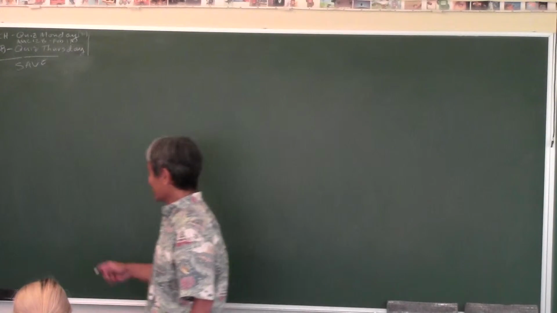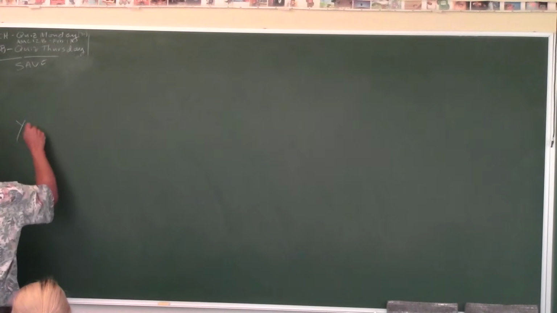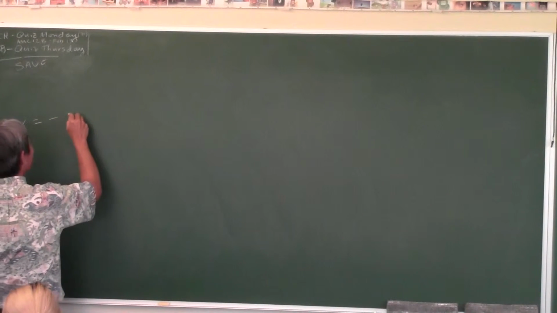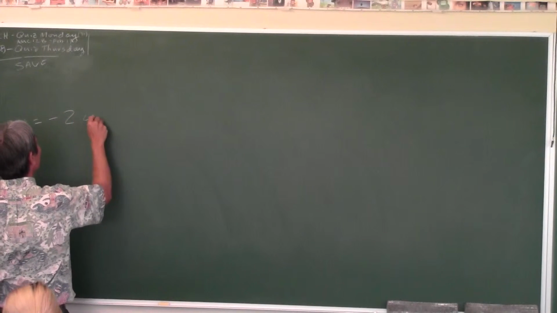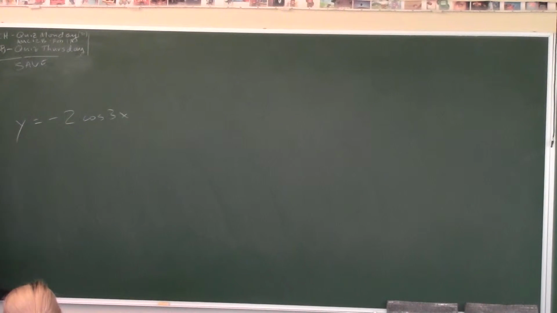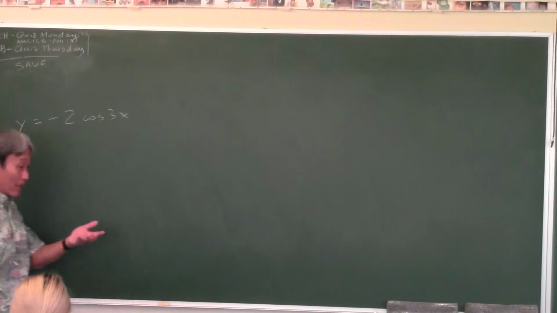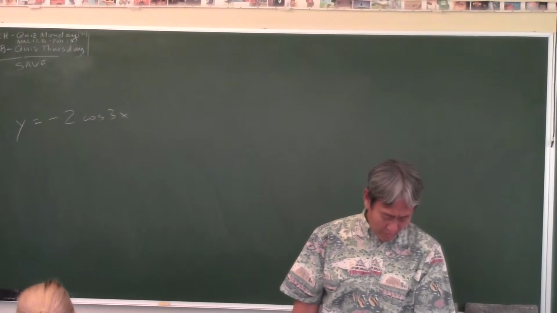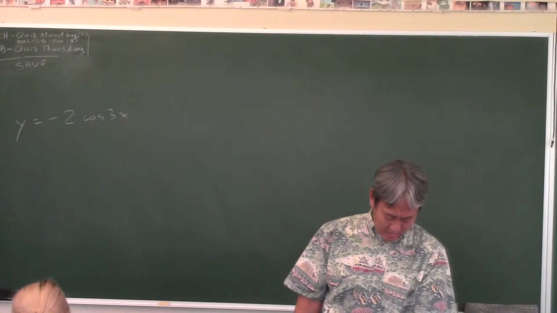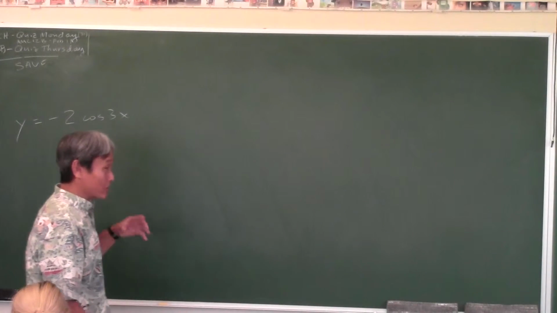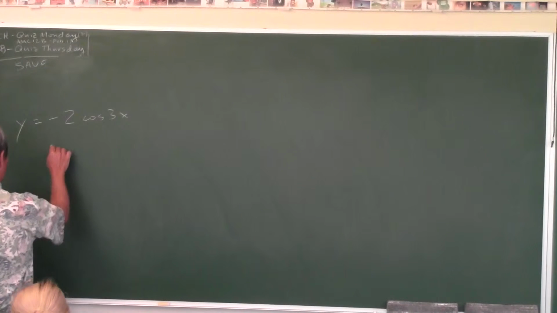Okay, so let me do 2 examples. Now I showed you this yesterday, but that's okay, we'll do it again. y equals negative 2 cosine 3x. I might have done the exact same thing yesterday, but I don't remember. Okay, now what do I want from you? Well, if you look at the directions for the book homework, it says graph each function and show at least 2 cycles, 2 periods. So this is what I do when I graph.